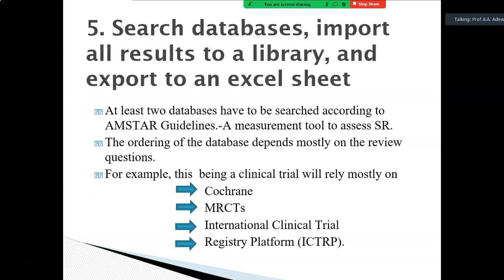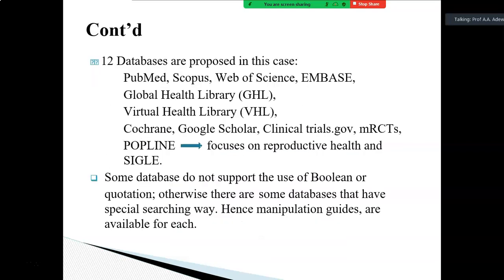The next stage in our systematic review is to search databases, import all results to a library, and export to an Excel sheet. At least 2 databases have to be searched according to AMSTAR guidelines, which is a measure tool to assess systematic reviews. The ordering of the database depends mostly on the review questions. For example, this being a clinical trial, we rely mostly on Cochrane, randomized control trials, international clinical trials, and registry platform.